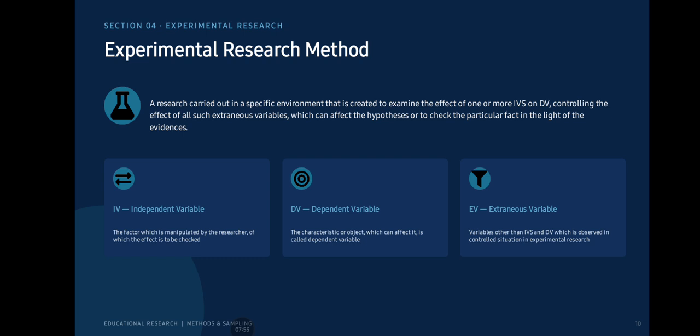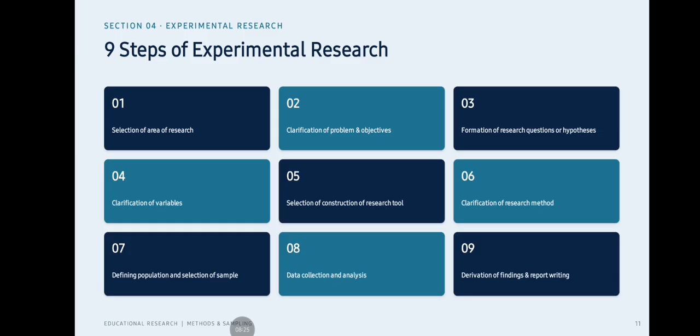IV, that is independent variable, the factor which is manipulated by the researcher, of which the effect is to be checked. DV, that is dependent variable, the characteristic or object which can be affected, is called dependent variable. EV, extraneous variables other than IVs and DV, which are observed in control situation in experimental research.